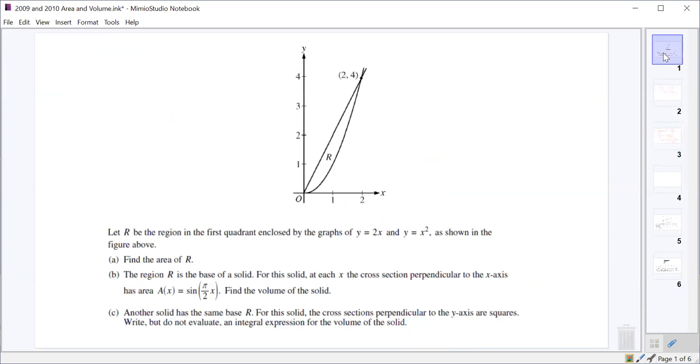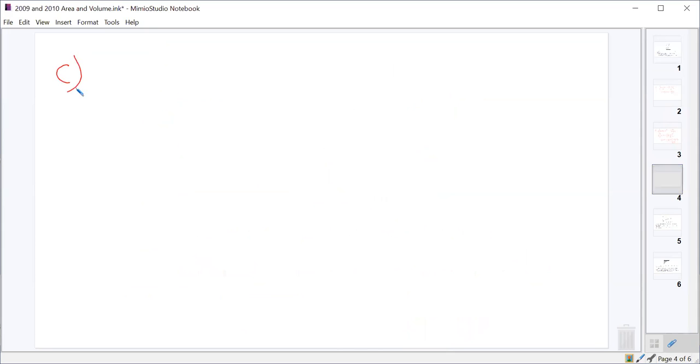All right, so now we've got part C, which has another solid, has the same base, but now the cross sections, which are perpendicular to the y-axis, are squares. And we need to write, but we don't necessarily need to evaluate, an integral expression for the volume of that solid. So part C, we're still looking at the same region here, right?